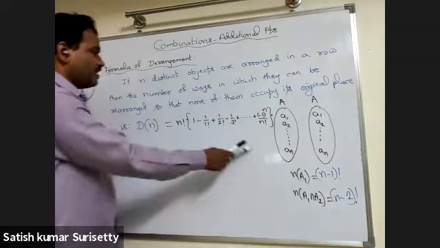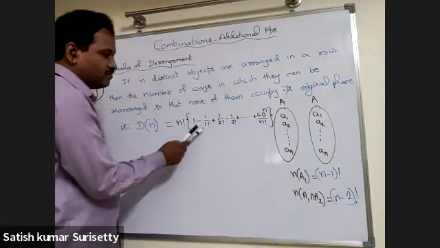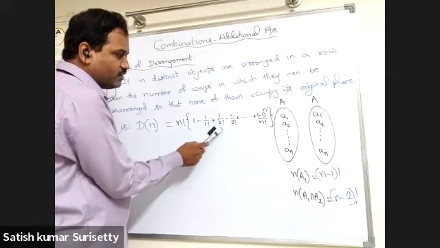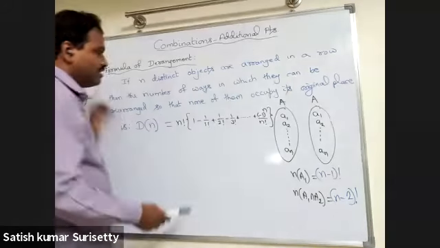So when you apply the formula and simplify, you can find that D of n is n factorial times (1 minus 1 by 1 factorial plus 1 by 2 factorial minus 1 by 3 factorial, and so on, plus (minus 1) to the power of n upon n factorial).